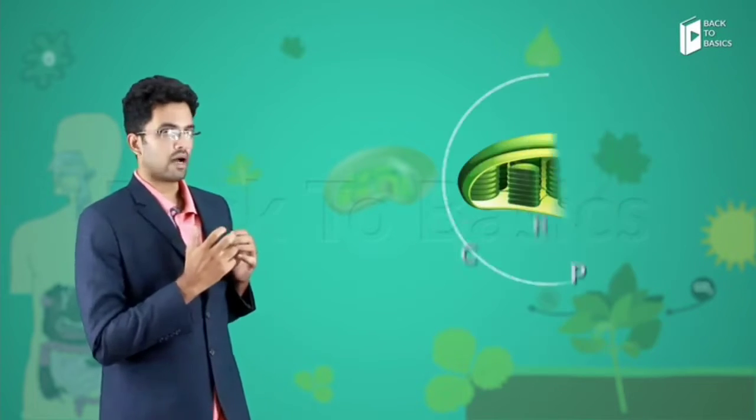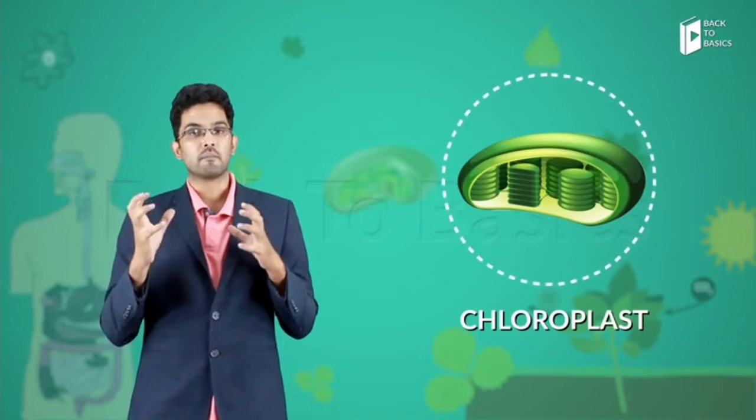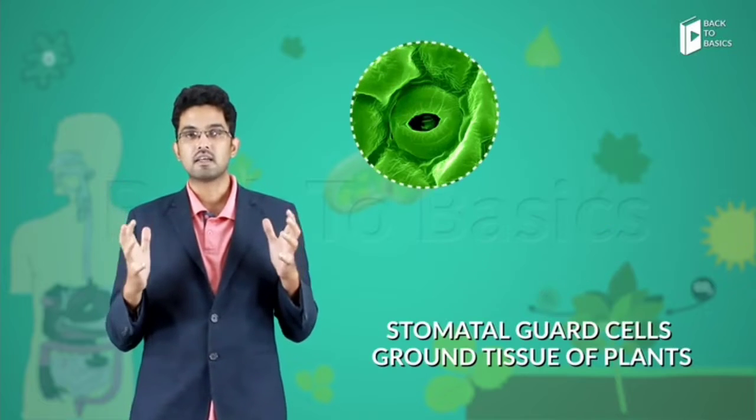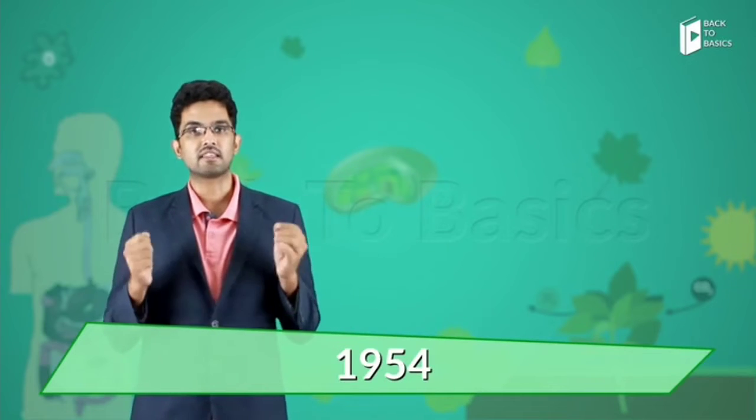It was only 6 decades later, that is in 1883, that Julius von Sachs found out that it is not spread out among all plant cells, but in fact found in special organelles called chloroplasts, and these chloroplasts were found in large numbers in the cells of parts like the stomatal guard cells and ground tissues of plants. Again, it was not till 1954 that scientists were actually able to look at its internal structure.